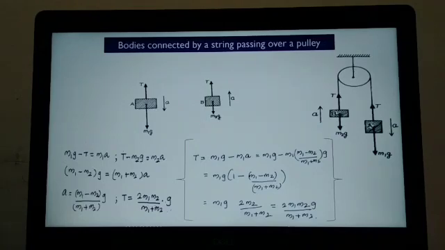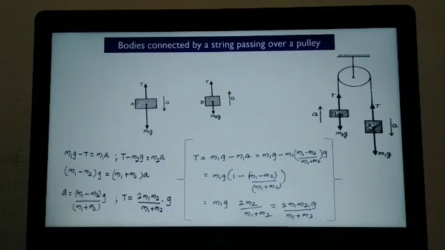Because forces acting in the same direction of motion you have to take as positive and the opposite force you have to take as negative. So M1G you have to take as positive and T can be taken as negative, which is equal to M1A. What about the second body? A is acting in the upward direction. That means acceleration is acting in the upward direction. T is in the direction of the movement and M2G is acting in the downward direction. So T minus M2G is equal to M2A.